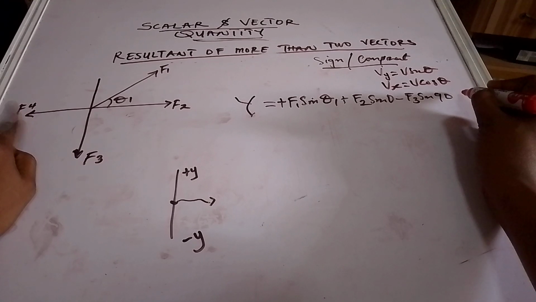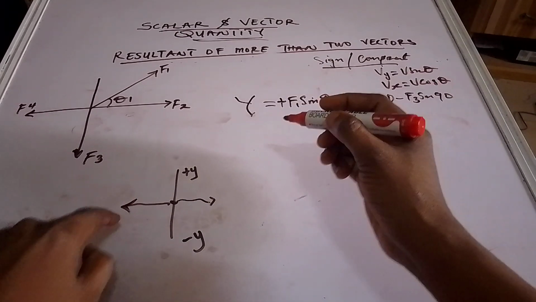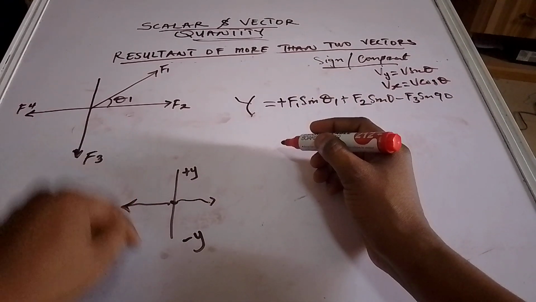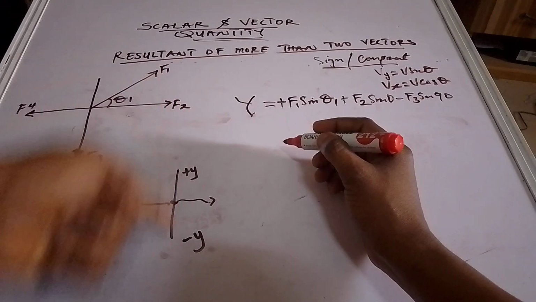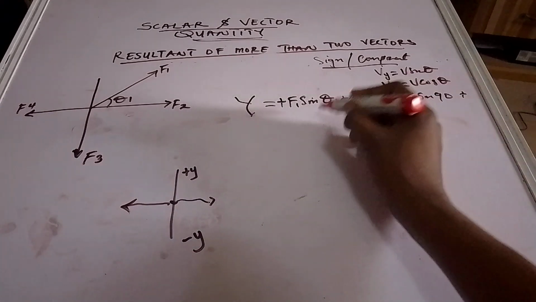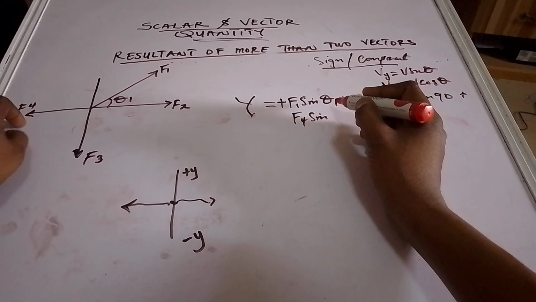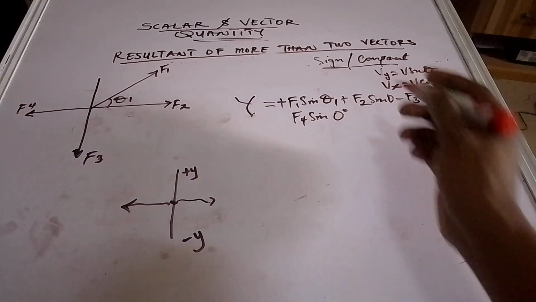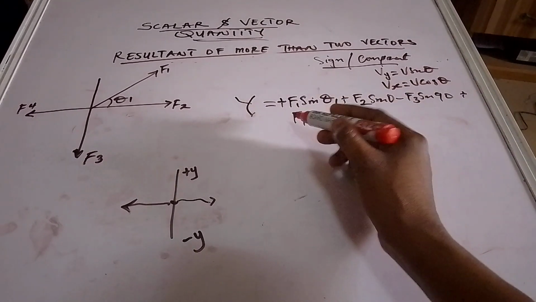Then what of f4? Is f4 minus or positive? f4 is positive. Why? Because f4 is pointing this direction too, and f4 is neither pointing upward nor pointing downward. Remember, we are looking at it in vertical. It's a vertical component we are doing now, so it's also positive. That is plus f4 sine. What is the angle between f4 and the horizontal? It's also 0 degree. So whatever result this gives me is my y value.